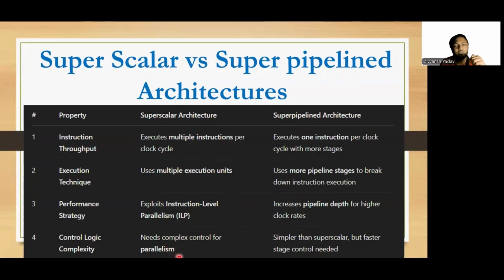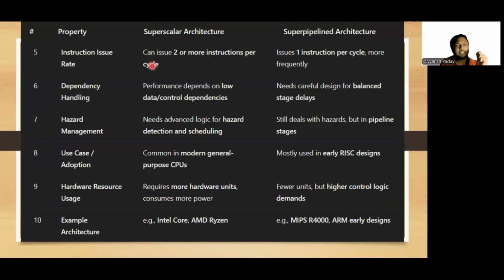Superscalar needs complex control for parallelism, whereas superpipeline is simpler. Superscalar can issue two or more instructions per cycle, whereas superpipeline has only one instruction per cycle. Superscalar depends on how low the data and control dependencies are. Superpipeline needs careful design for balanced stage delays. Superscalar needs advanced logic for hazard detection and scheduling, whereas superpipeline has hazards too, but they are handled in pipeline stages.